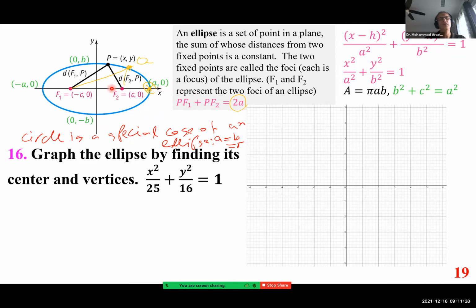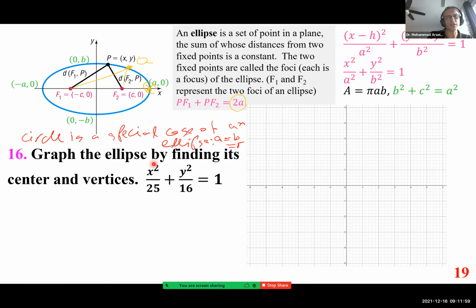However, if it's elongated along the y-axis and B is the largest one, then it's A squared plus C squared equals B squared. So please understand, it follows the Pythagorean theorem, and the largest one, depending upon whether it's elongated along the x-axis or the y-axis, changes. Okay, along the x-axis, A is the largest one. Along the y-axis, B is the largest one. So you want to pay attention to that.